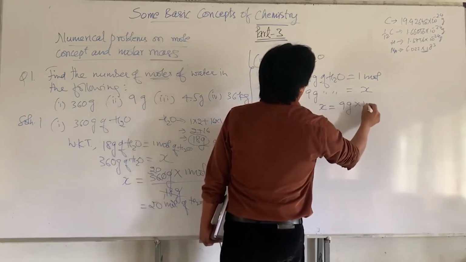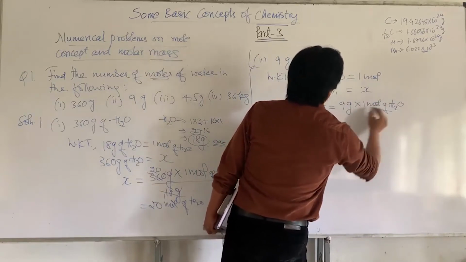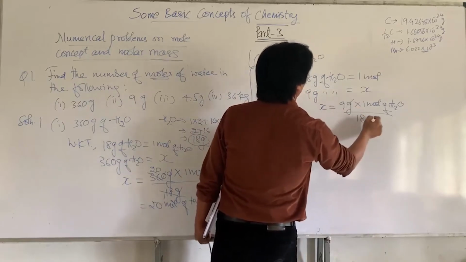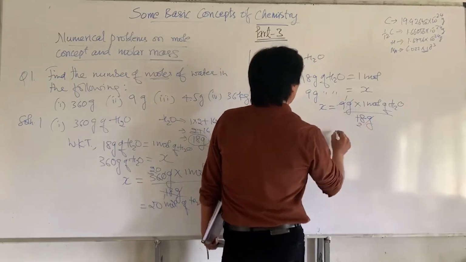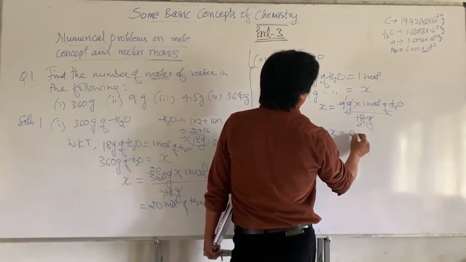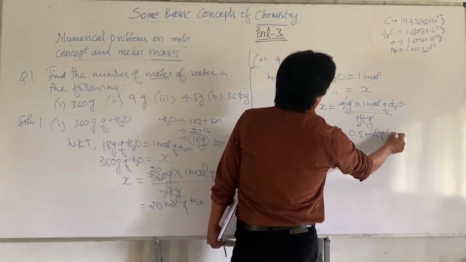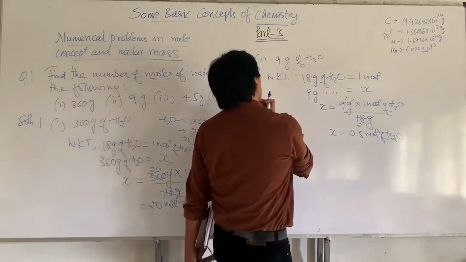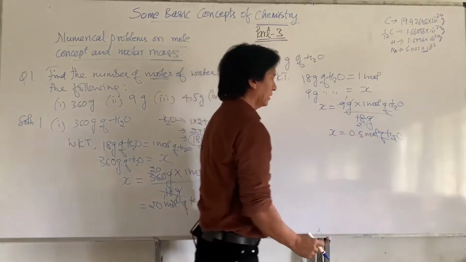your X is going to be 9 grams into 1 mole of water, the whole thing divided by 18 grams, as the 18 comes down here. Gram and gram get cancelled. That's 9 ones, 9 twos is 18. So it is equal to 1 by 2, which is half. It's 0.5 moles of water. So now you can see that in 9 grams of water, you're going to have half a mole of water.